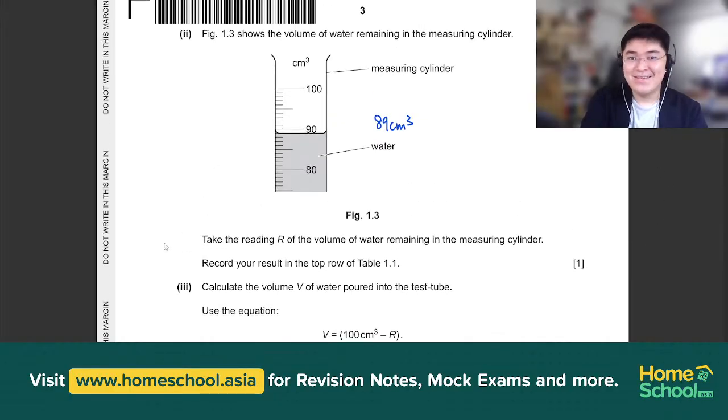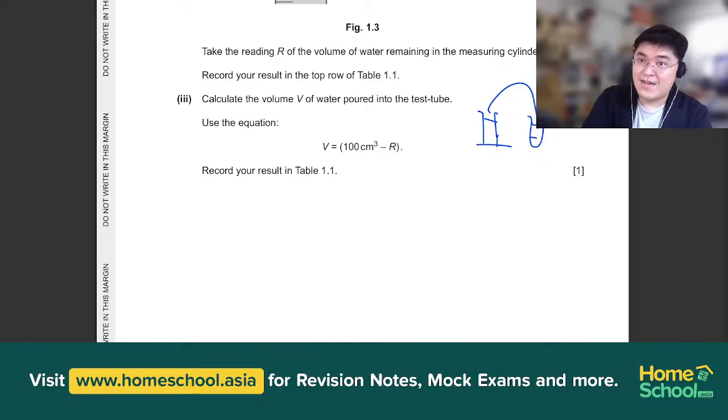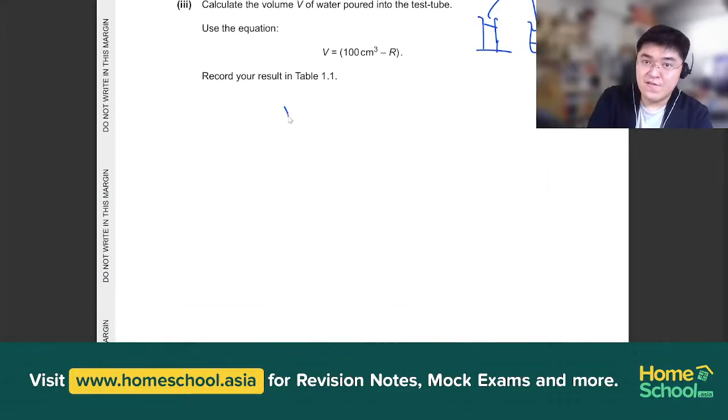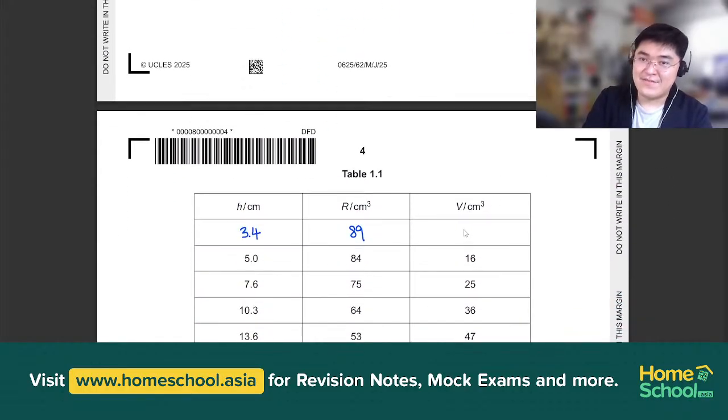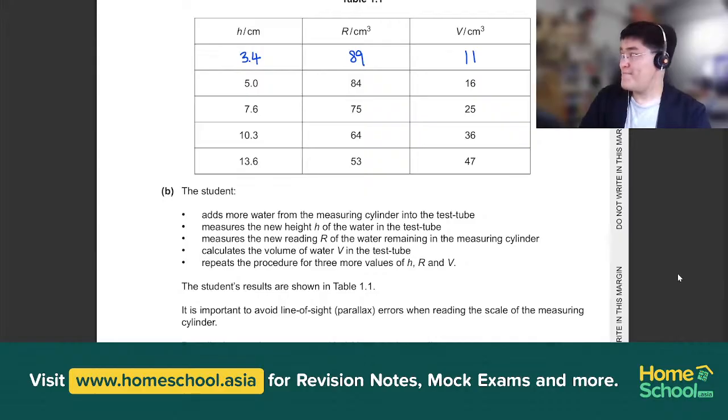Simple, right? Then next, we are to calculate the volume V of the water poured into the test tube and use this equation: V equals 100 cm³ minus R. Do you remember just now, I did say we have about 100 cm³ of water in the measuring cylinder and we poured a certain amount, V, into the test tube. So we already have the remainder R, which is 89. So V equals 100 minus 89, and that should get you 11 cm³. Just like that, the third mark is done. Very simple, right? 3 marks for 3 very simple measurements. Now that's done, there we have our completed table, 3 numbers over here.